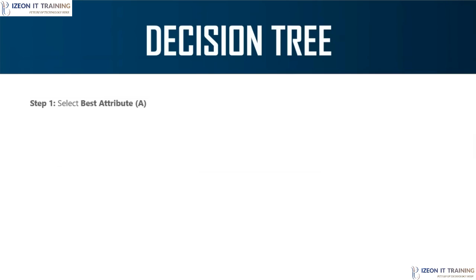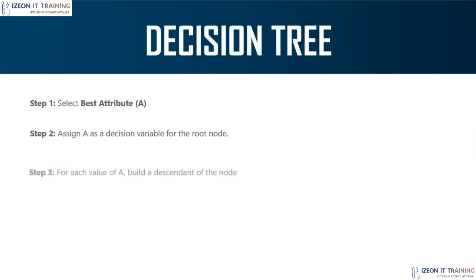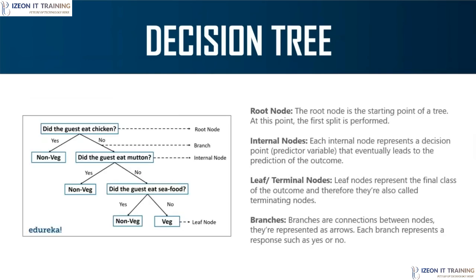Let's call it A. After that, you'll assign this A as a decision variable for the root node. Basically, you'll assign this predictor variable A at the root node. Next, for each value of A, you'll build a descendant of the node. Now, let's look at these three steps with the previous example.